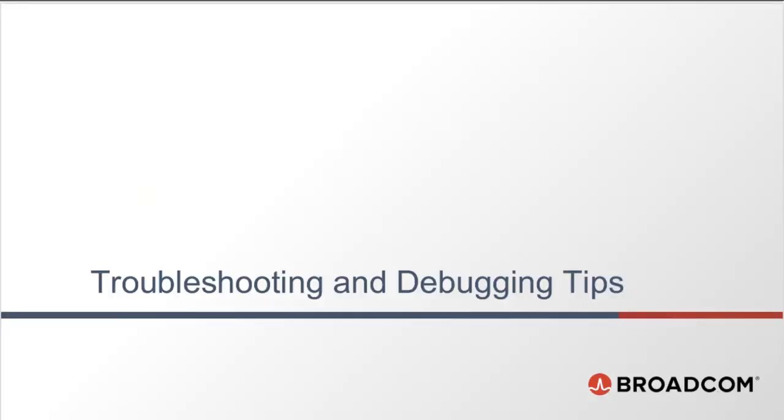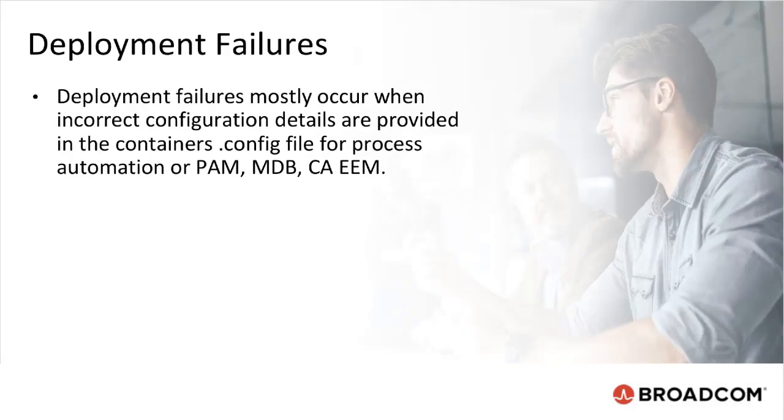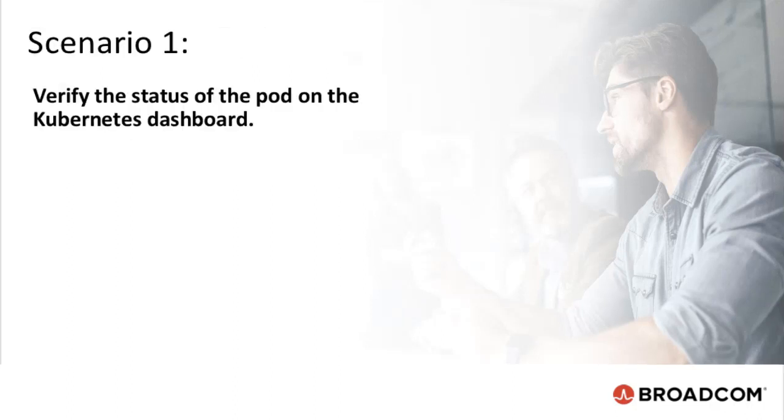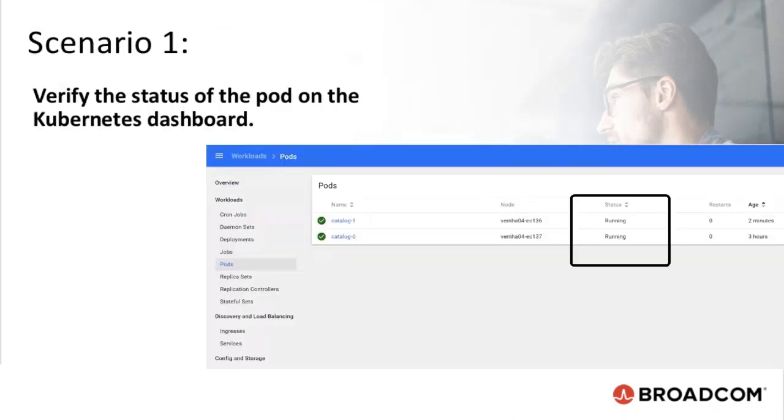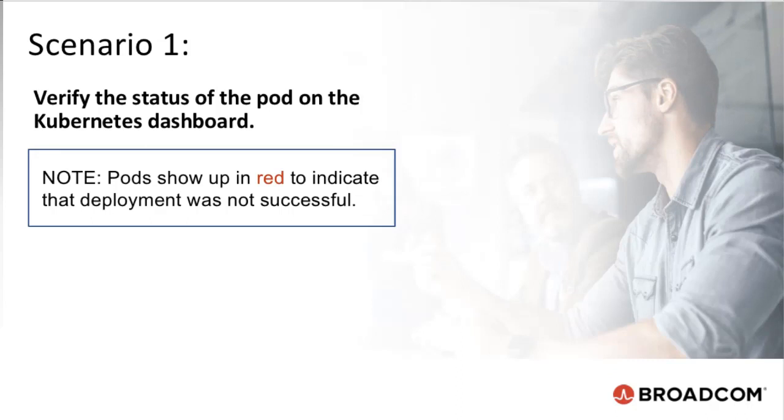Now, coming to troubleshooting and debugging tips. I will cover 2 most common scenarios where deployment failures are seen. Deployment failures mostly occur when incorrect configuration details are provided in the containers config file for process automation or PAM, MDB, CAEM. Verify the status of the pod on the Kubernetes dashboard. Pods show up in red to indicate that deployment was not successful.